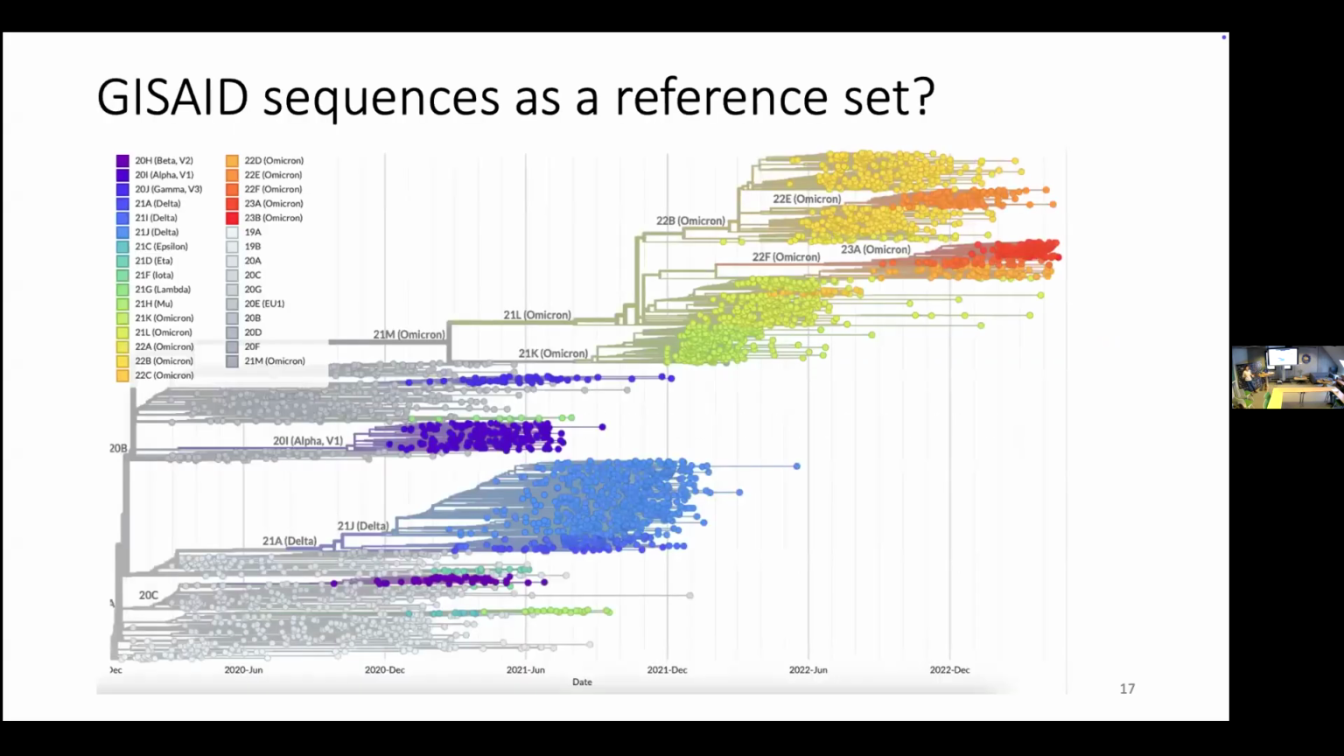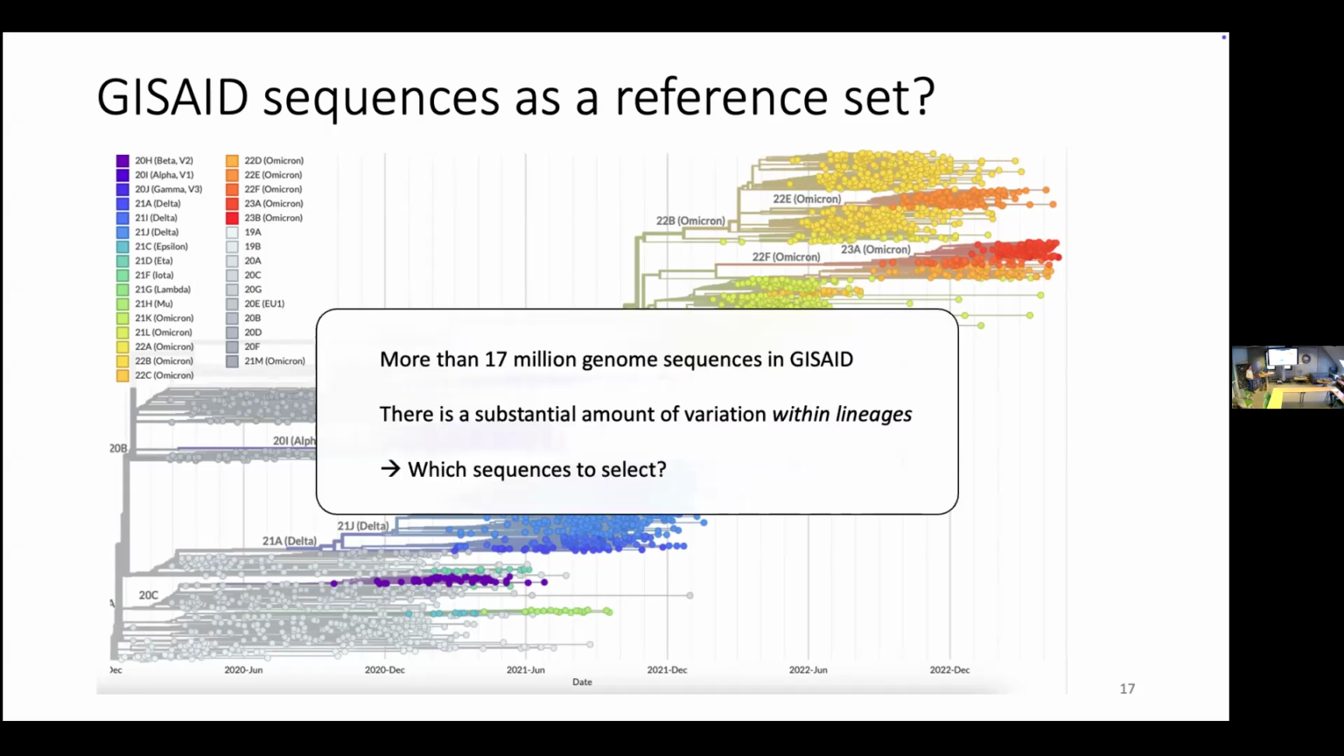And we have a lot of sequences for SARS-CoV-2. We have this GISAID database, which has, in the meantime, millions of sequences. So how do you select which ones to use? How do you know what makes a good reference set to then estimate the abundance of these sequences?